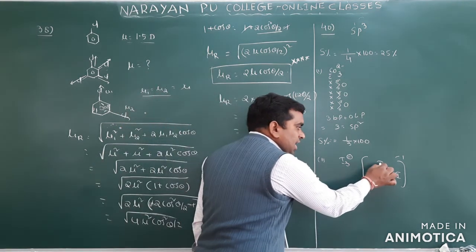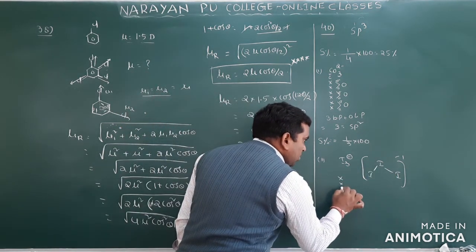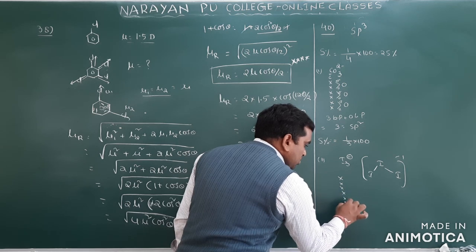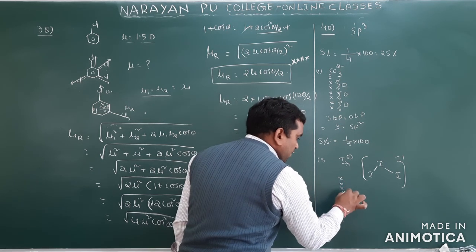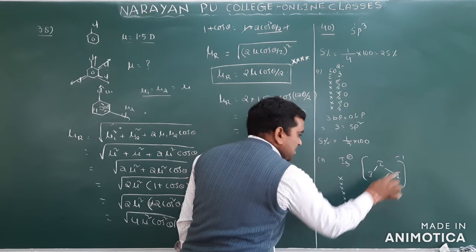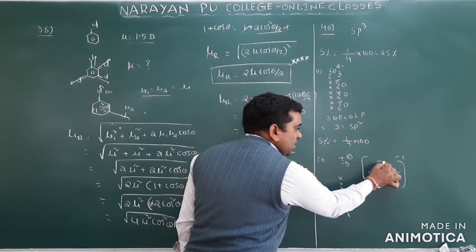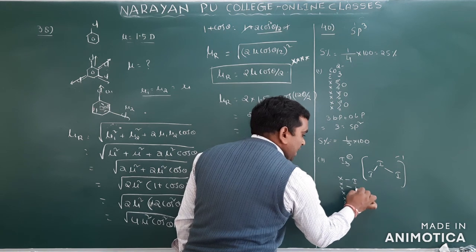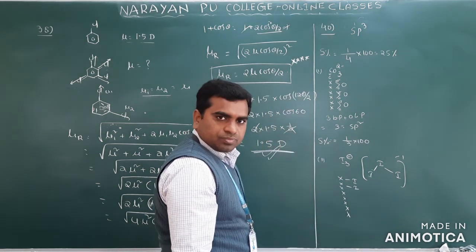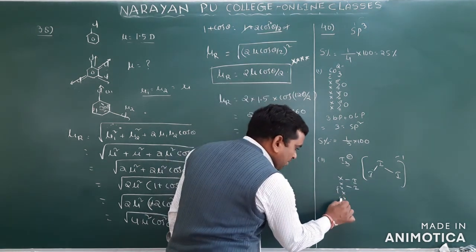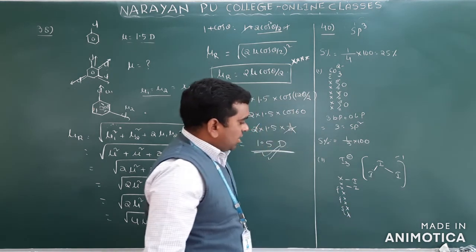What is the central atom here? Iodine. Iodine means how many electrons do you have to write? Iodine belongs to the 7th group. So 1, 2, 3, 4, 5, 6, 7. But minus is there, so you add 1 electron. And here how many iodines are attached to the central atom? 2. 1 iodine here, 1 iodine here. Clear? Remaining all are lone pairs.